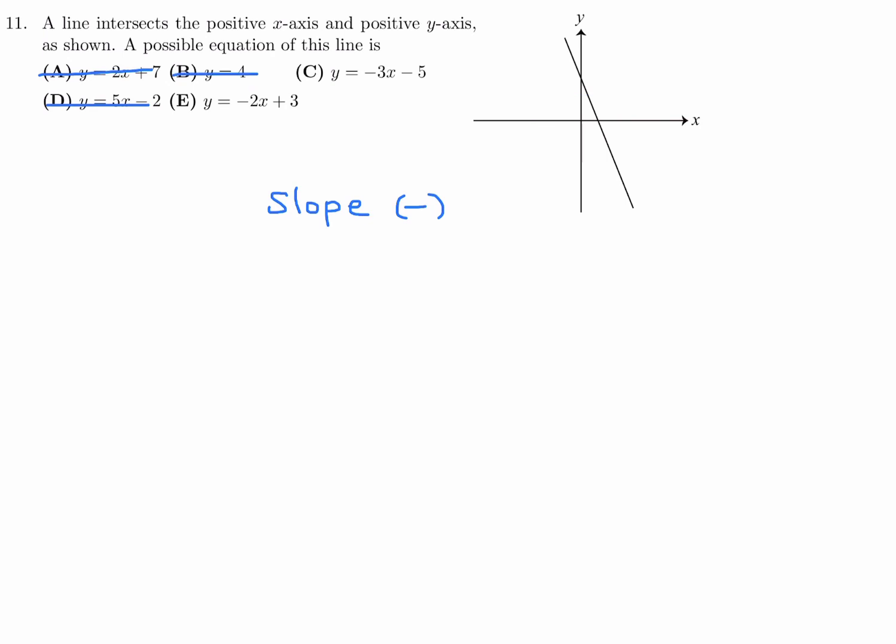So now we're down to two choices that both have negative slope. We have to figure out which one of those. Well, if you were to set x equal to 0, you would get, of course, the y-intercept. And the y-intercept in this is clearly positive. Well, which one of those gives a positive y-intercept? It's only this one. The other one would give a negative y-intercept. So, number 11, the answer is E.